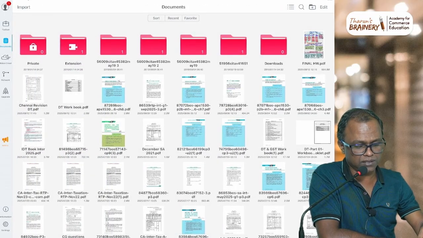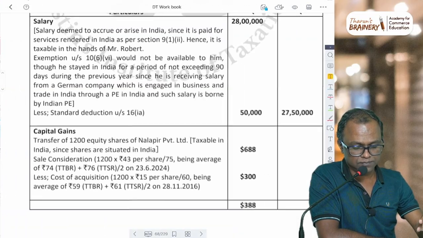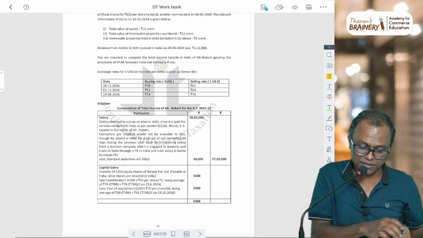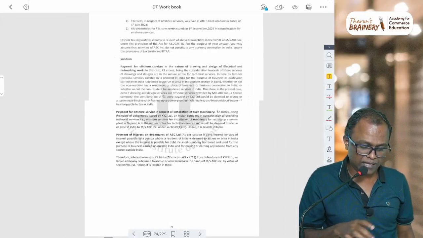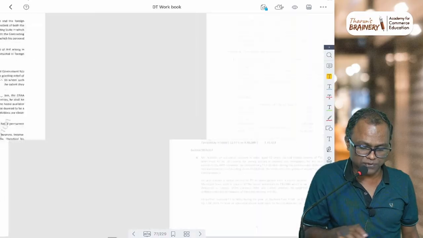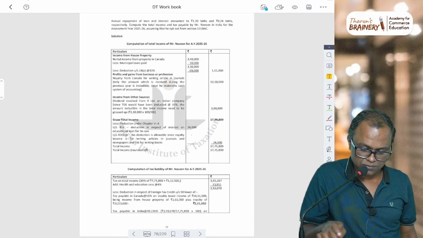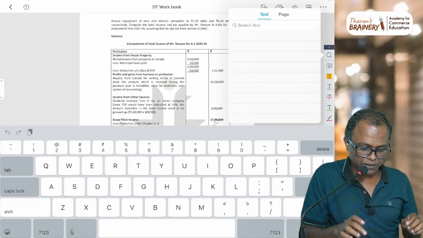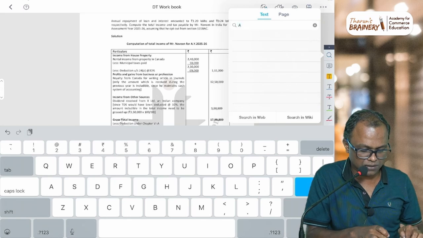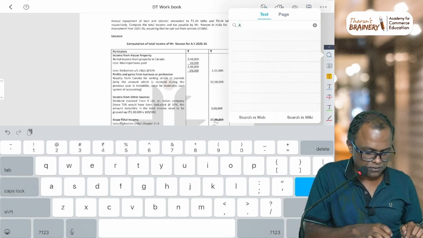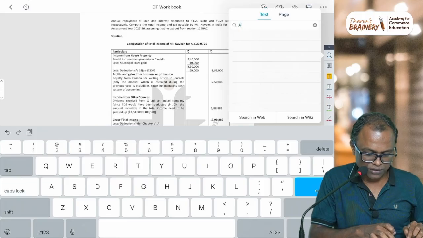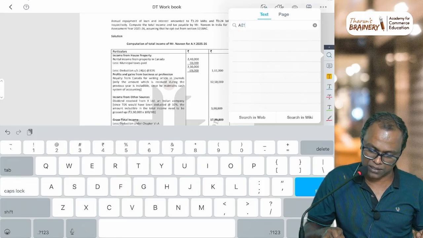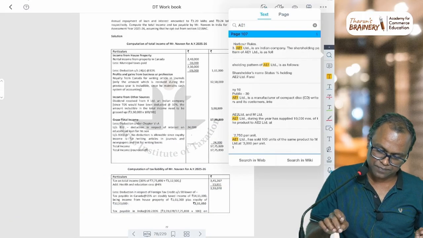So what is the arm's length price? You got it? Per unit, what is the arm's length price? 2620. So what is the actual price we charged? 2,000. So per unit, how much is the difference, and what is the total number of units? That should also be taken, then only you will get the total amount which should be adjusted.